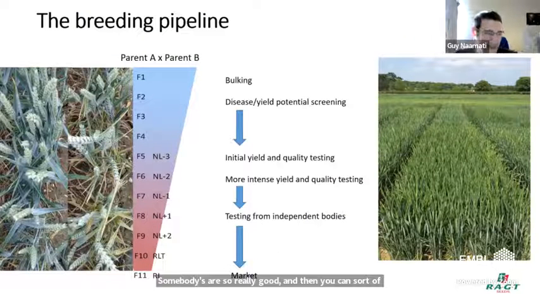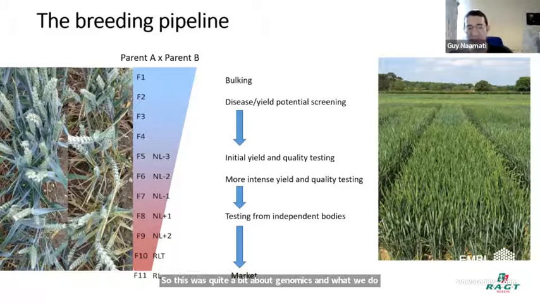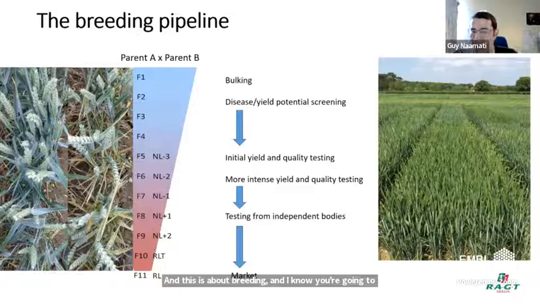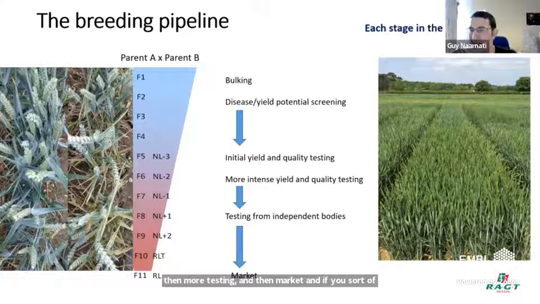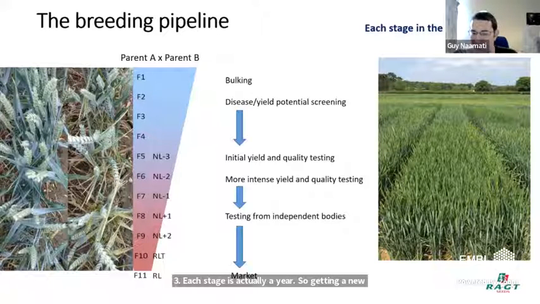So this was quite a bit about genomics and what we do and what we show. And I'm going to jump to a bit of a different topic here just for one slide, and this is about breeding. I know you're going to learn a bit more about breeding with the pangenomics talk in a few weeks. But just to say that creating new varieties, and this is wheat, but it's also fairly similar to other crops, is long and complicated. You have to do screening and then testing and then more testing and then market. And if you look at all this F1, F2, F3, each stage is actually a year. So getting a new variety can take 10 to 11 years.